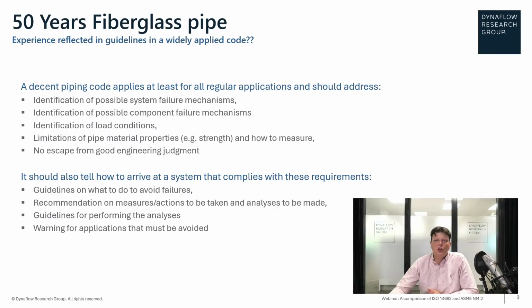And of course, a good code should specify how to arrive at a system that complies with these requirements. So how to avoid failure. For example, that a pipe should not be in contact with hard objects, and it should recommend what analysis to perform and give guidelines for those analyses.